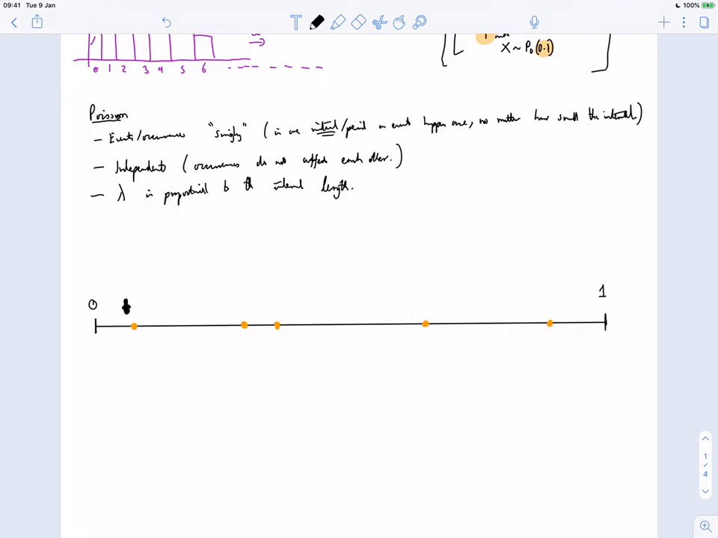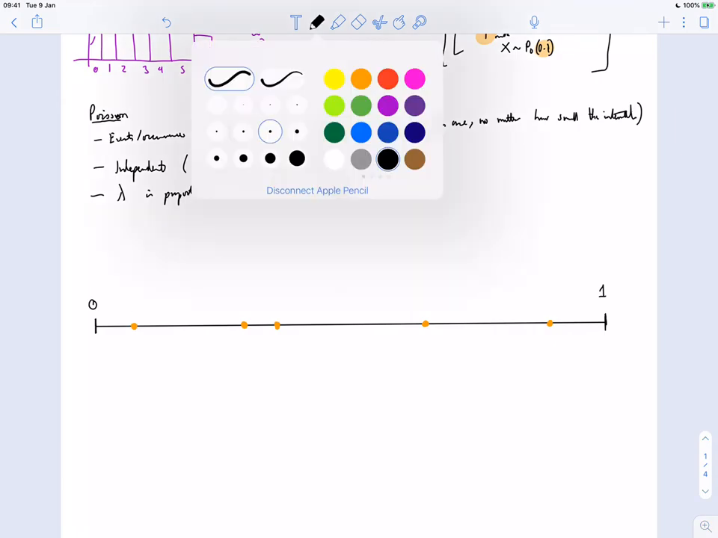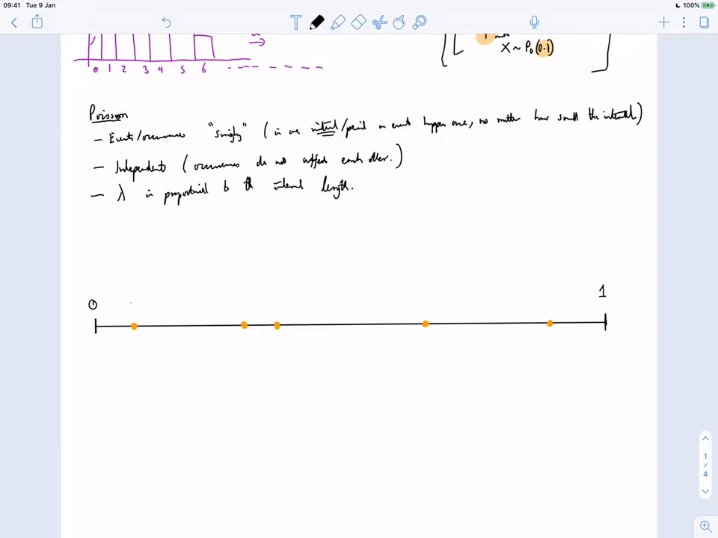Like this one here, over here is happening at T1. This happens at T2. This is at T3. This happens at T4, and this is at T5. Now clearly, as we're going from left to right, the time is increasing, and these things just happen to happen.